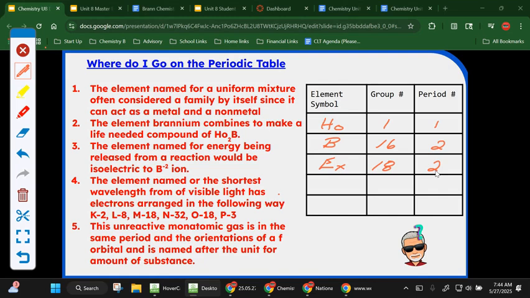All right. The element named for the shortest wavelength form of visible light has electrons arranged in the following way. The K has 2, the L has 8, the M has 18, the N has 32, the O has 18, and the P has 3. So, element name for the shortest wavelength form of visible light. What is the shortest wavelength form of visible light?